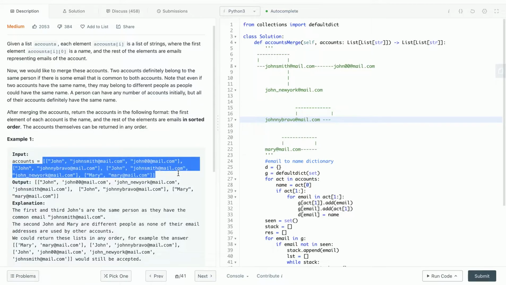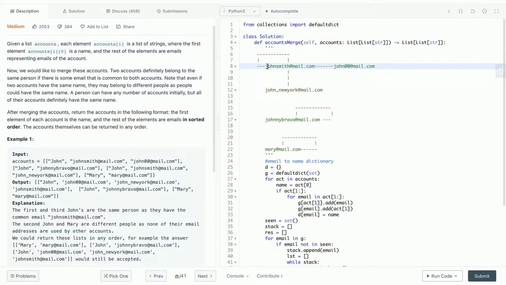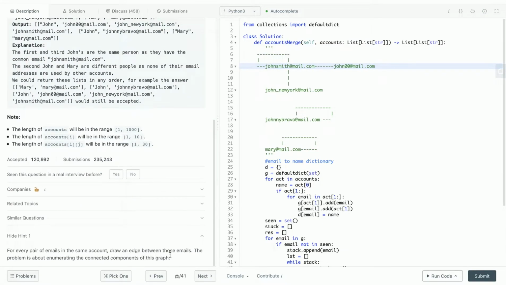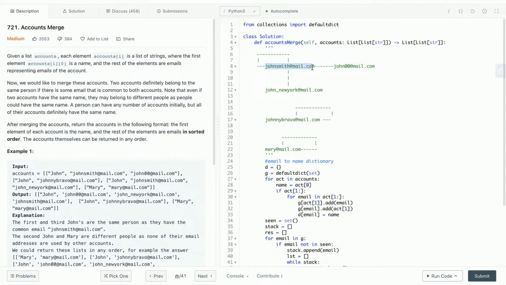For this input, I can draw this graph. The hint is saying draw an edge between those emails. So basically, johnsmith@mail.com is connected to john00@mail.com. At this point, I know johnbravo is by itself. And johnsmith@mail.com is connected to john_newyork@mail.com, so I can draw an edge to here. And mary@mary.com is by itself. So I have 3 connected components. This being a connected component, this being a connected component, and this being a connected component.